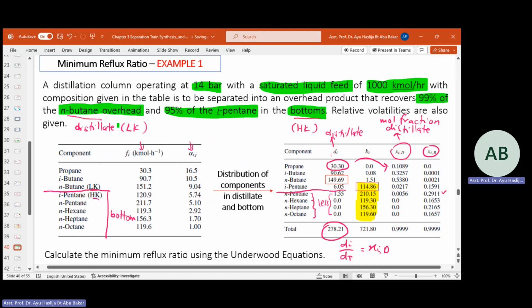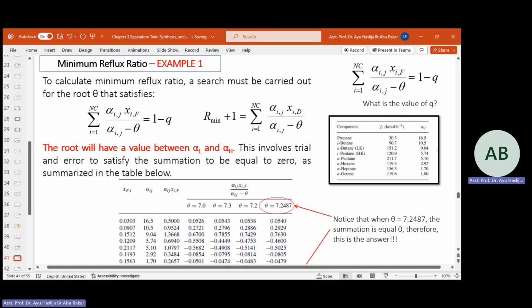This one you will need in order to calculate the minimum reflux. Here the question asks you to find the minimum reflux ratio, R min. So I move to the next slide. This is the Underwood equation, where you need to find the R min. But in order to get the R min, you need to find the theta first, the root.